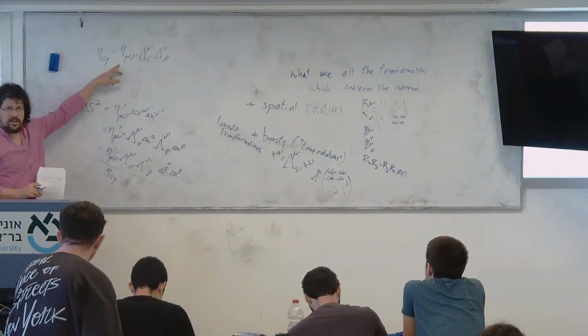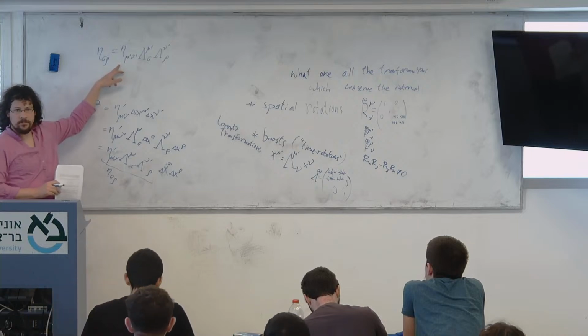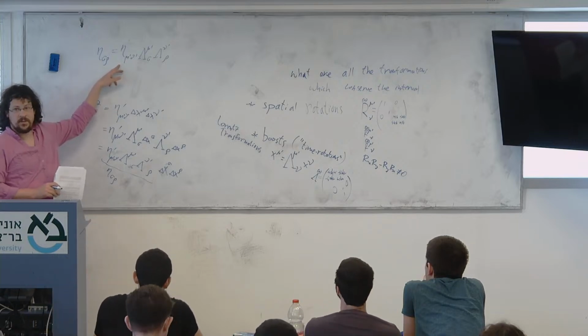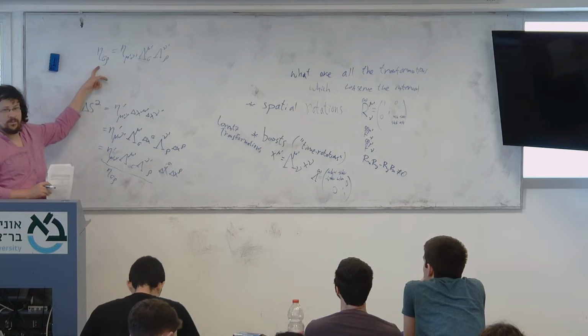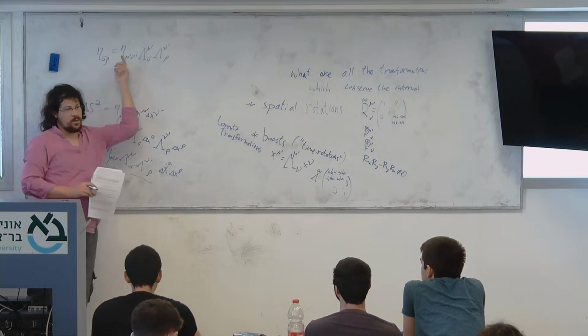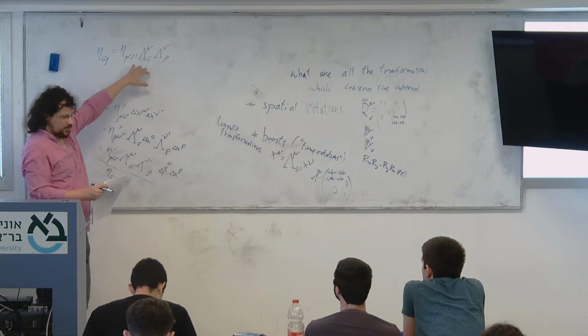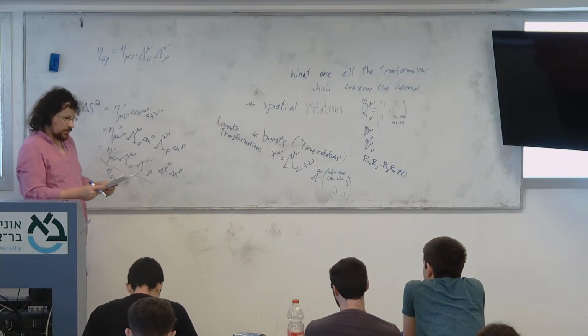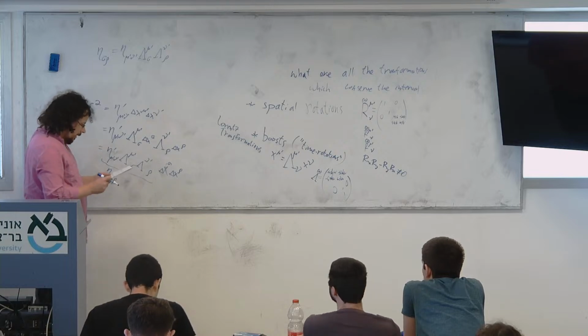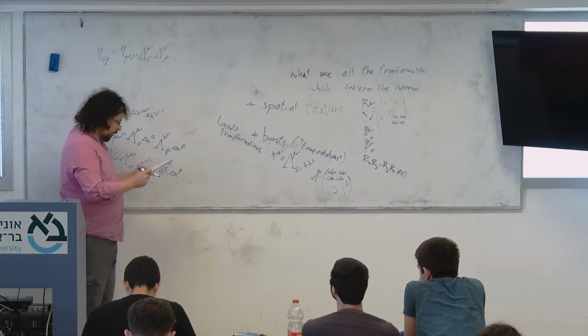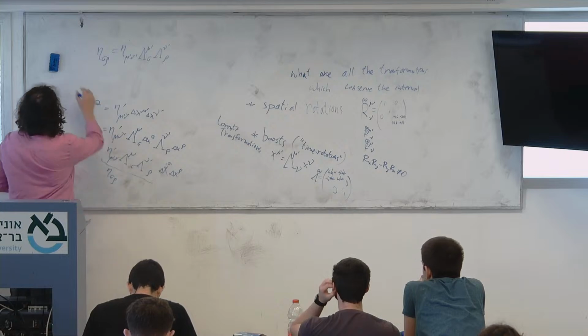How many equations are hiding here? 16. This is a 4x4 matrix. There are 16 equations. Most of them are trivial. Or that is, if you know how to choose your lambdas, then you'll find that most of them are trivial. So let's look at one example.